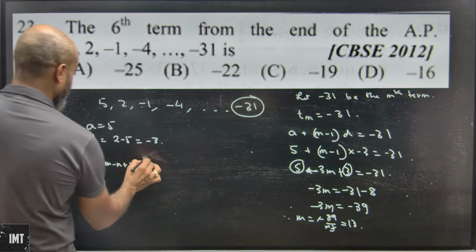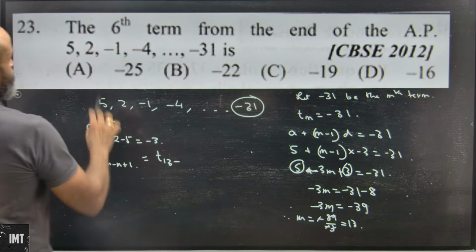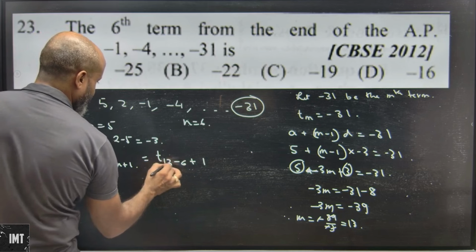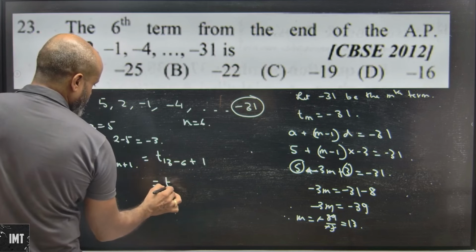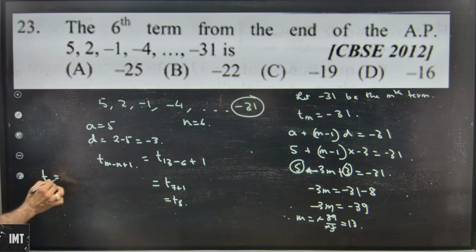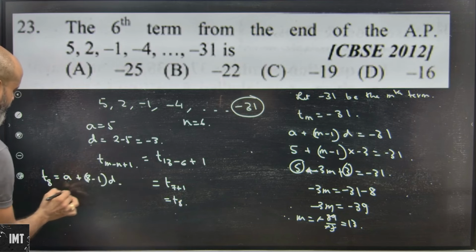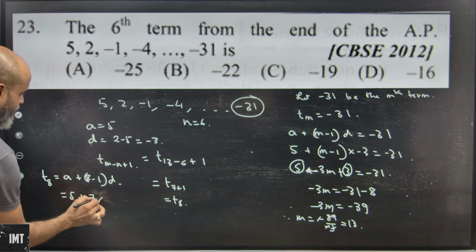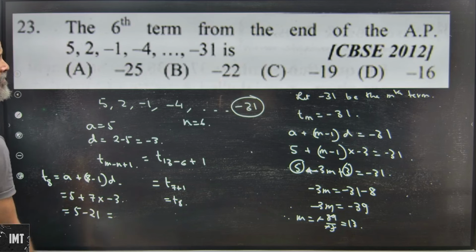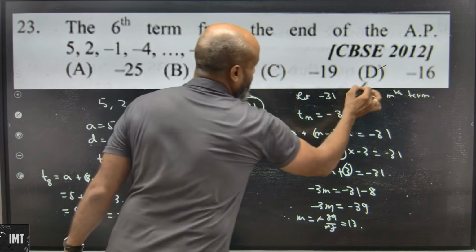So now Tm minus n plus 1, which means T13 minus n. Sixth term. So here n is 6, minus 6 plus 1. So that is going to be T13 minus 6, that is 7, plus 1. So T8 term. So what will be the value of T8 term? That is going to be A plus 8 minus 1 into D. A here is 5. 8 minus 1 gives you 7 into D, minus 3. So 5 minus 21. So that is going to give you minus 16. So this is going to be the correct answer.